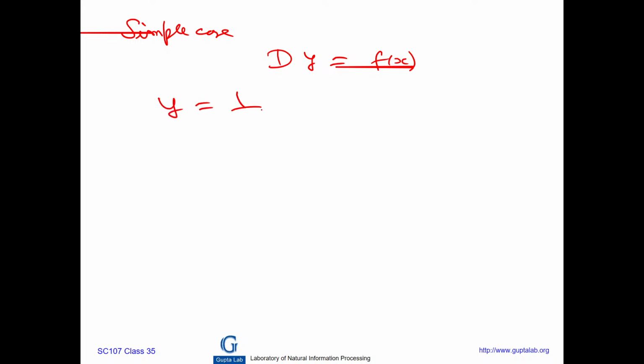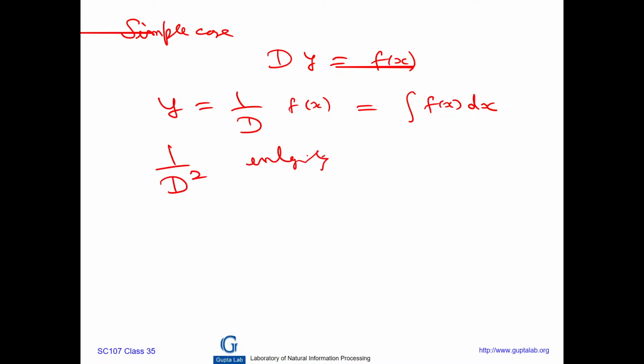So let us take a simple case first. D of y is equal to f of x. First order. In that case, y is what? 1 over d times f of x, which is simply integration of f of x dx. First order case. So 1 over d square means integrating twice. Now consider this kind of quantity, (d minus r) times y is equal to f of x.